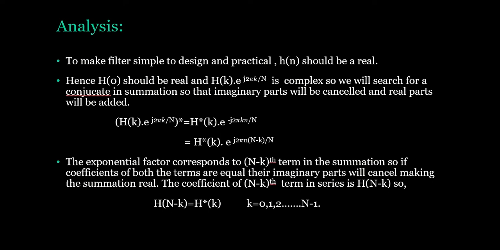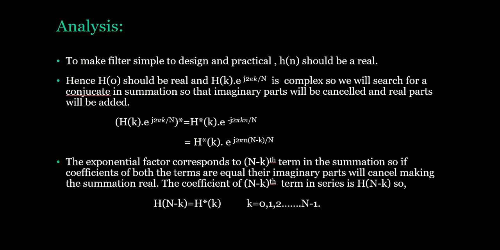And we search for the conjugate of H of k into e power j 2 pi k n by N in the summation, so that when we add them, imaginary parts will be cancelled and real parts will be added. So if we apply conjugate for H of k into e power j 2 pi k n by N, we get H star of k e power minus j 2 pi k n by N. By the circular shift property, we can write it as H star of k e power j 2 pi n into N minus k by N.